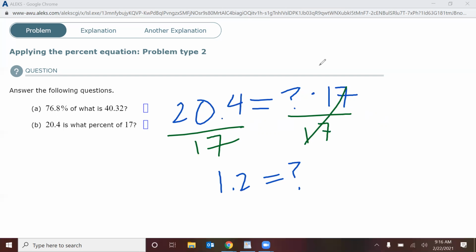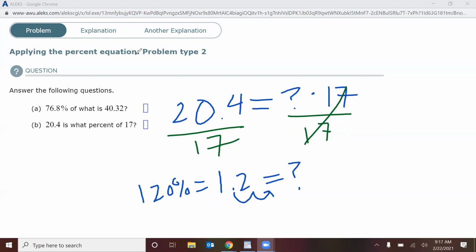However, the question on part B asked for what percent. Therefore, I need to write this number as a percent. So to convert this to a percent, like we saw before, I would move the decimal point to the right 2 places and end up with 120%. So that makes sense. 20.4 is 120% of 17 because it's 17 and a little bit more, 20% more, in fact. That is how these kinds of problems are done.